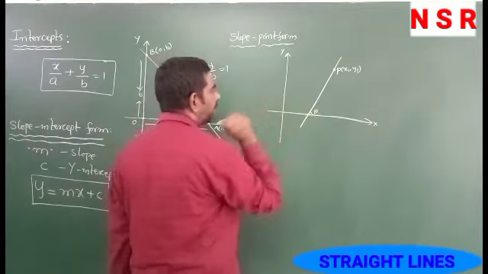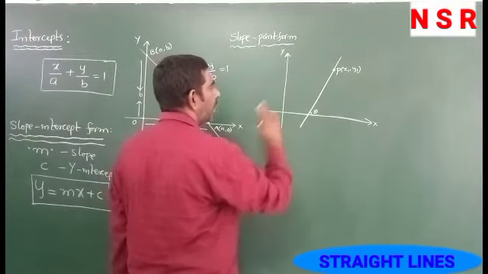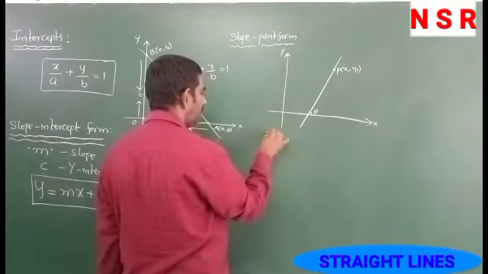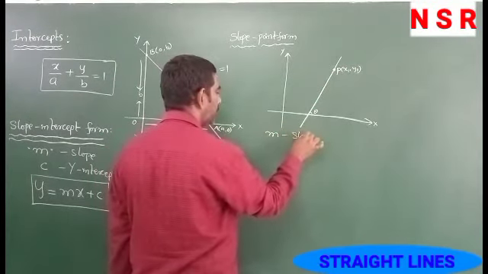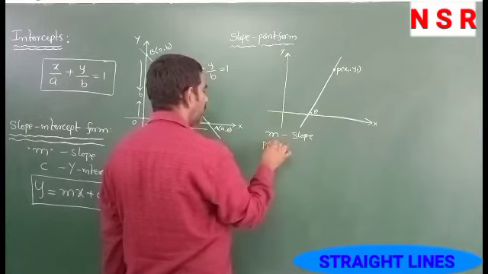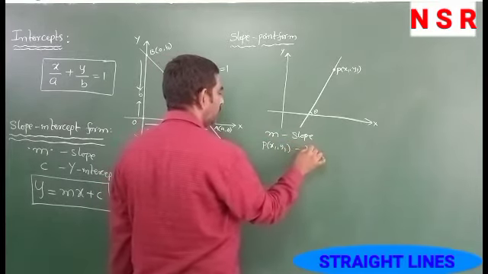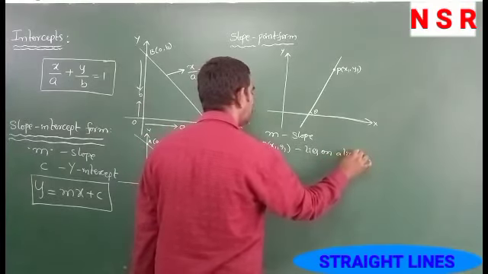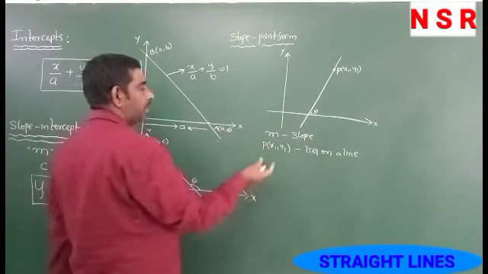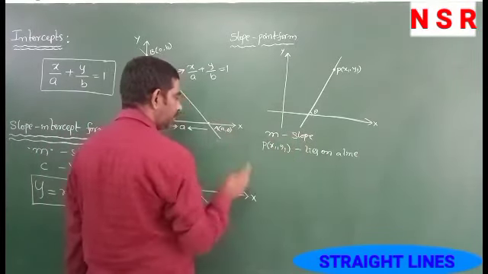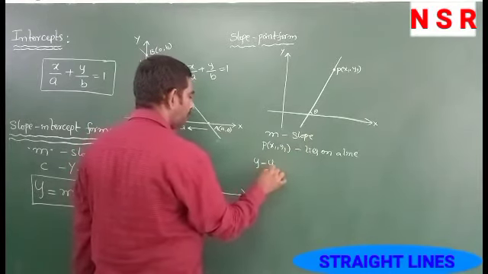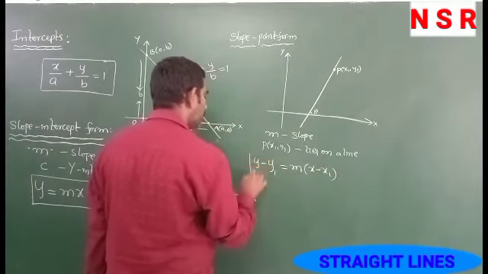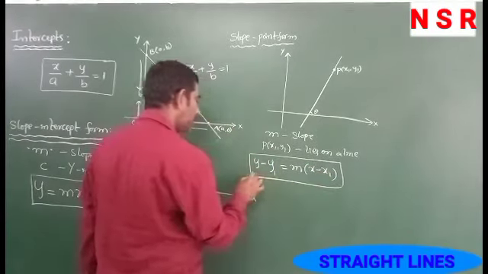So if we have a theta, it means we get slope, and again we have a point: slope-point. Here m is the slope, and P (x1, y1) is a point. It lies on a straight line. Then we get the slope-point form: y minus y1 equals m into x minus x1. So this one is the slope-point form.